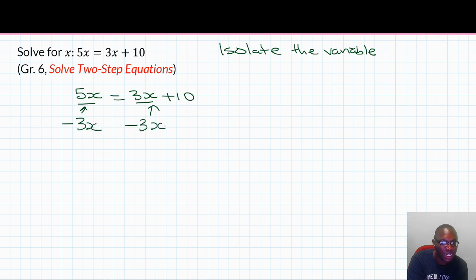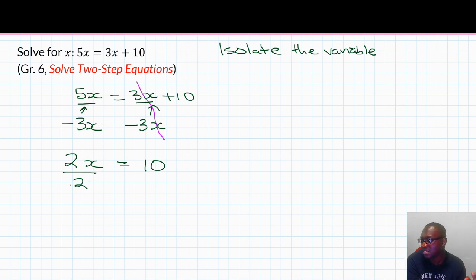The reason we're doing that is we want to get the x out of this side of the equation. So we're going to have 5x minus 3x, that is 2x, and now 3x minus 3x is 0. So you can see that we've now moved the x away from the right-hand side. This is equal to 10. Now we have 2 units, 2 x's. So how do we get to 1? You're going to divide by 2.